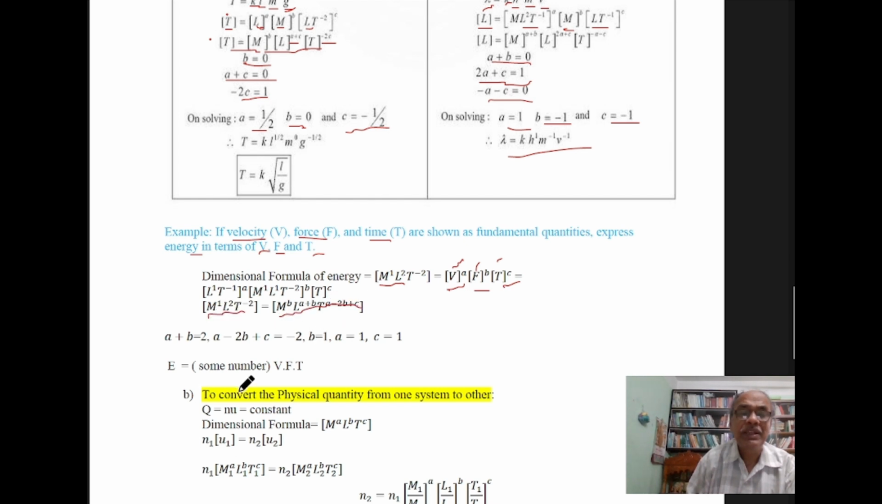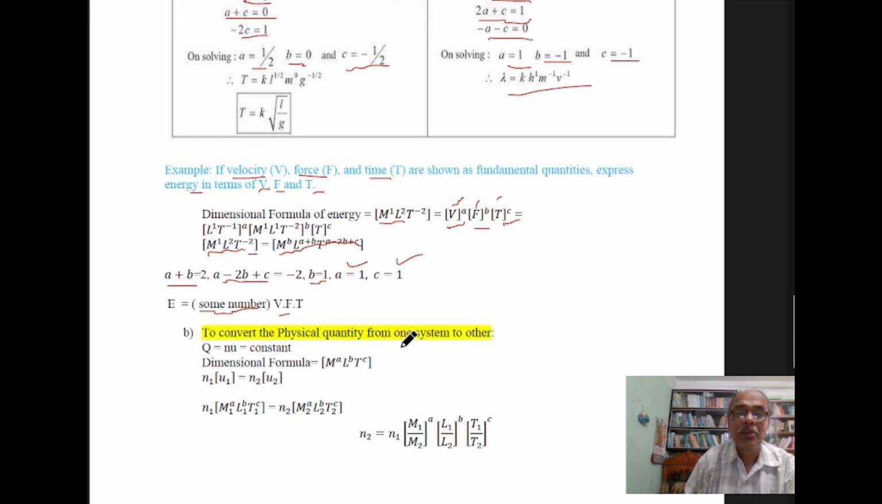So here you just get a plus b equal to 1, 2a minus 2b plus c equal to 2, a minus 2b equal to minus 2, and b equal to 1. So if b equal to 1, obviously a equal to 1 and c equal to 1. Then you substitute the values of a, b, c here. So energy will be expressed with some constant, in terms of v, F, t.